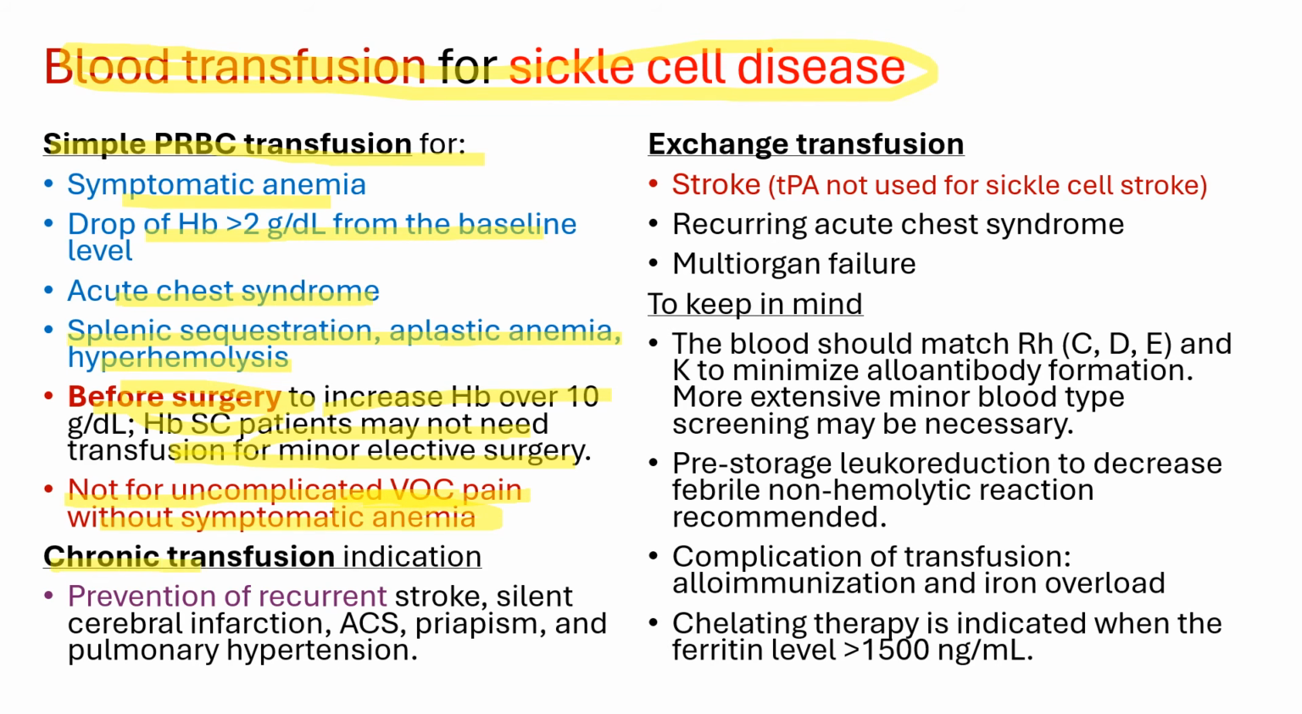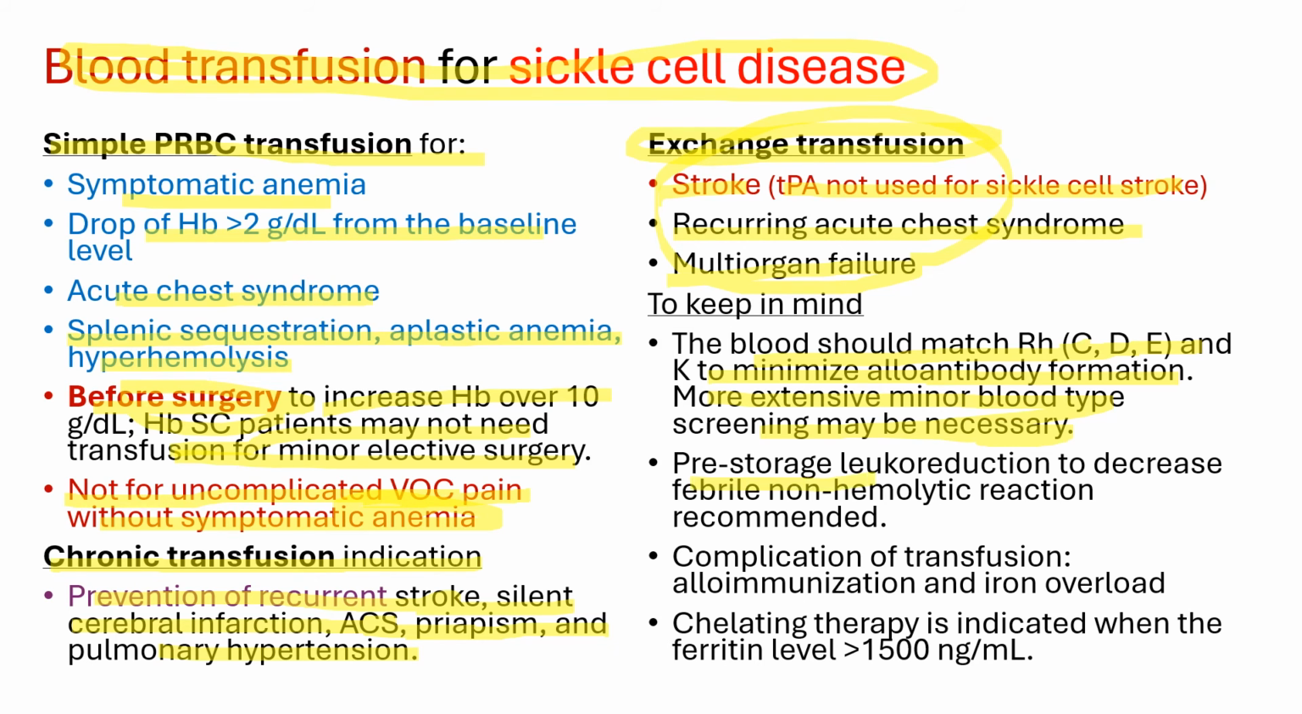And chronic transfusion therapy is indicated to prevent recurrent stroke, silent cerebral infarction, acute chest syndrome, priapism, and pulmonary hypertension. Exchange transfusion is absolutely necessary for stroke because thrombolytic therapy is not used for sickle cell stroke. And for recurring acute chest syndrome and multi-organ failure, it's important to memorize. To keep in mind, the blood should match Rh, C, D, E, and K to minimize alloantibody formation. And more extensive minor blood type screening may be necessary, but many hospitals do not do this.